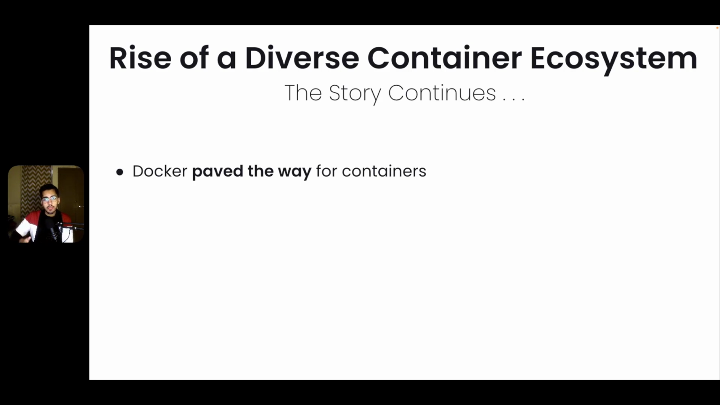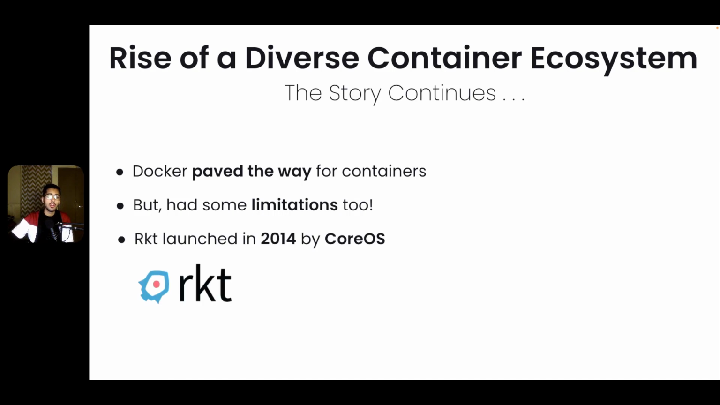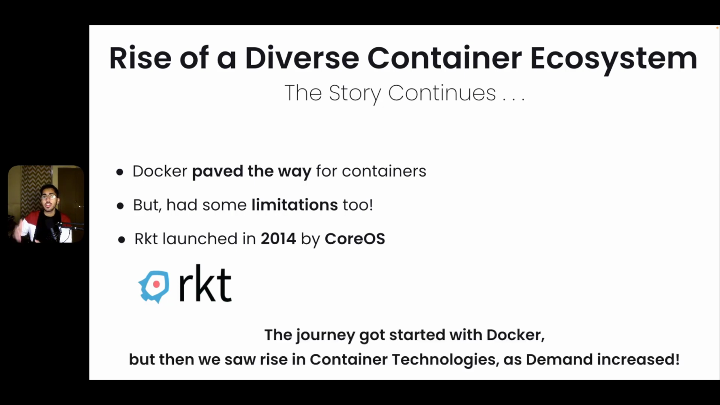So essentially, Docker paved the way for containers, right? Docker was the very first one, but it had some limitations as well, when we are talking about the early days of Docker. Docker had some limitations when it came to the security aspect of its containers. Now, a solution for that was Rocket. Rocket, which was a container technology launched by CoreOS in 2014, was an answer to those limitations that were faced by Docker.